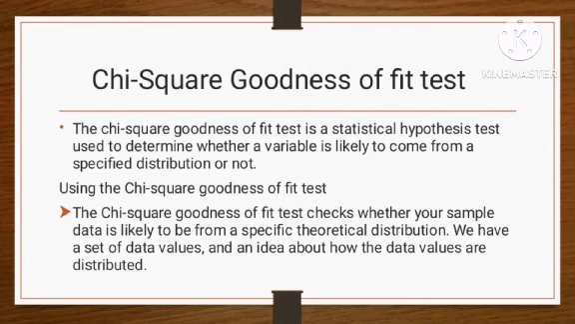The chi-square goodness of fit test is a statistical hypothesis test used to determine whether a variable is likely to come from a specific distribution or not. So, the chi-square goodness of fit test checks whether your sample data is likely to be from a specific theoretical distribution. We have a set of data values and an idea about how the data values are distributed.